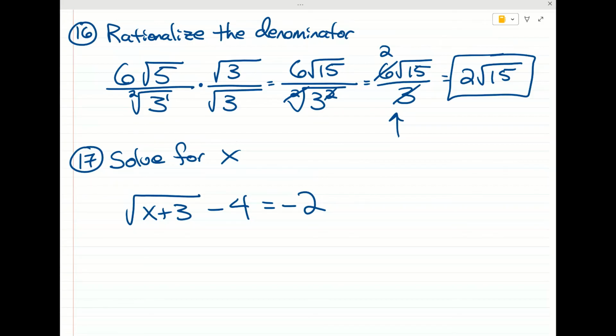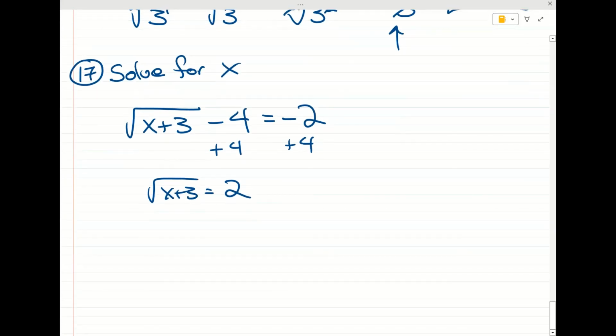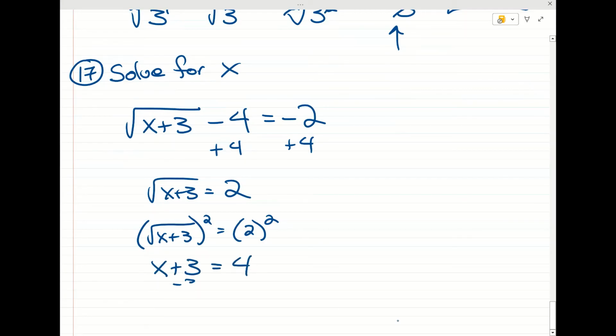When we're solving equations with radicals in it, you want to isolate the radical and then square both sides. So we'll add 4 to both sides. And we'll get the square root of x plus 3 is equal to 2. To get rid of a radical, we square both sides. And this is just x plus 3 is equal to 4. And x would be 1.